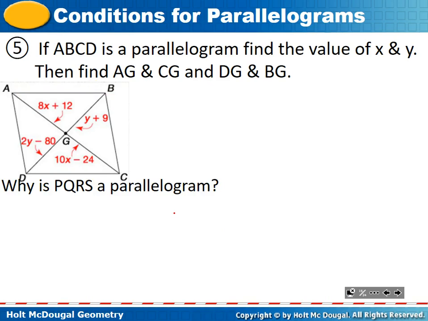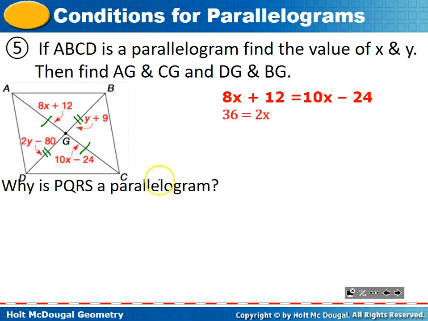All right, number 5. On number 5, we're going to use a property that has to do with the diagonals. We know that if this is a parallelogram, then our diagonals bisect each other, which means they cut one another into equal or congruent parts. So we're going to set this up by setting AG equal to CG.